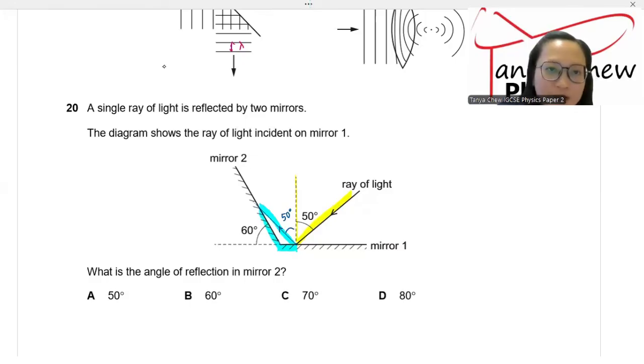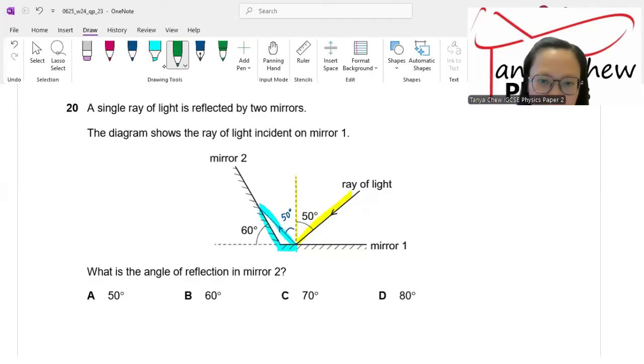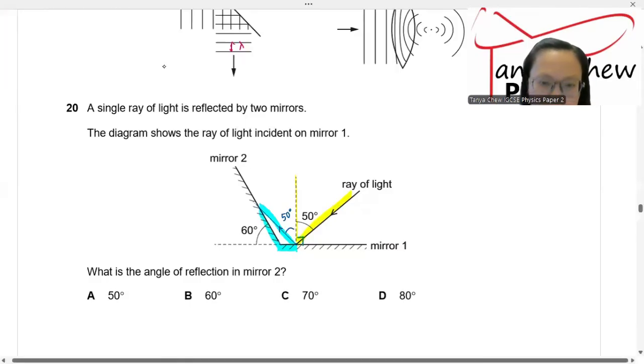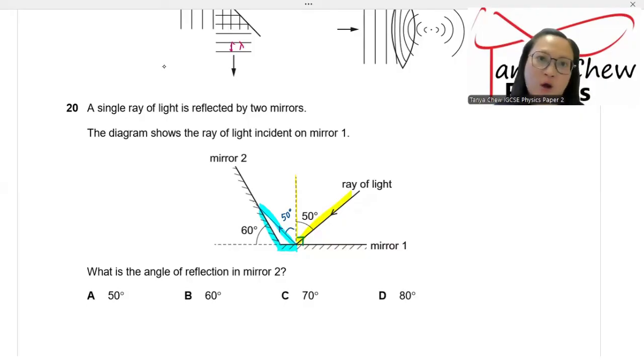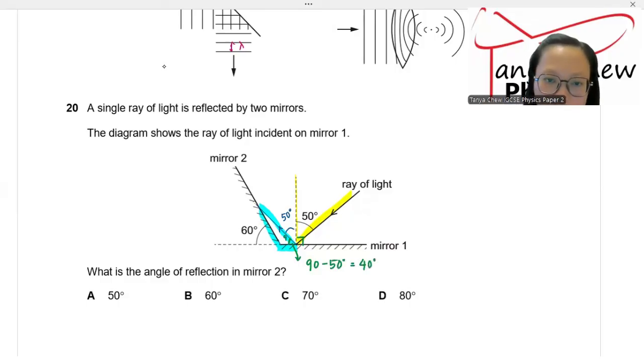Now, I want you to see another thing right here: this is 50 degrees, this is 90 degrees. Normal is an imaginary line which is perpendicular to the surface. In this case, it's the surface of mirror 1. So this is 50. So you get this angle. How do you get this angle? It is 90 minus 50. This angle is actually 40 degrees. So 40 degrees is here.